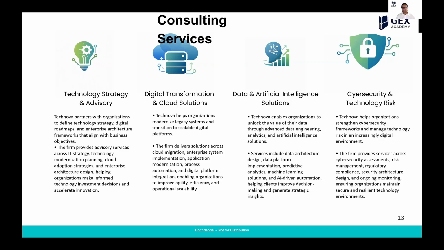So many organizations are still early in their modernization journey, which creates ongoing demand for these types of services. The third service is the hot topic these days, right? Data and artificial intelligence solutions, right?